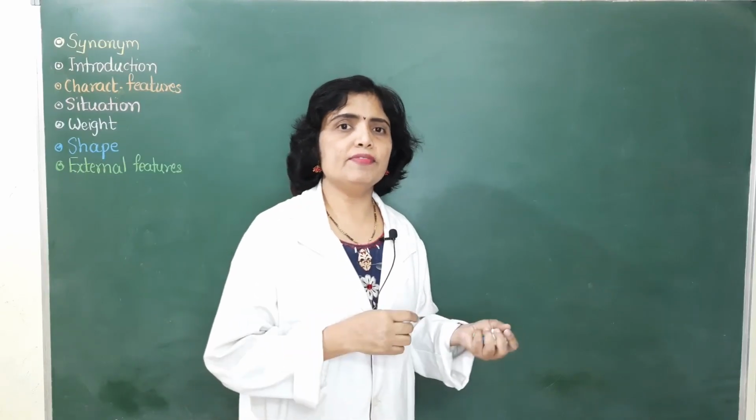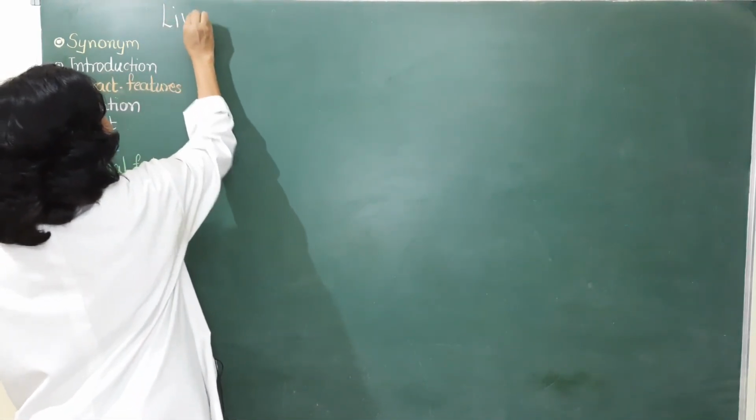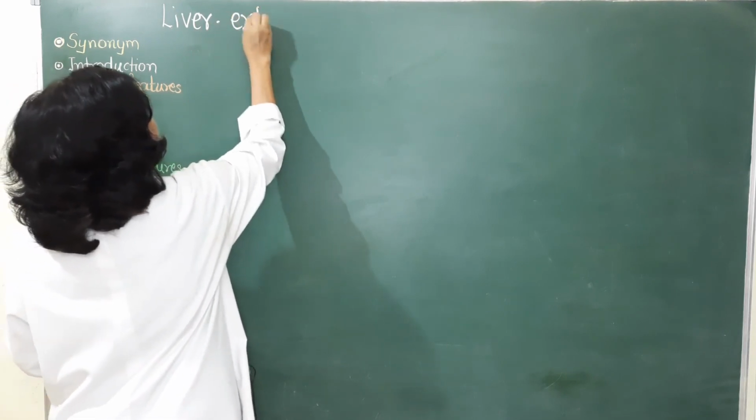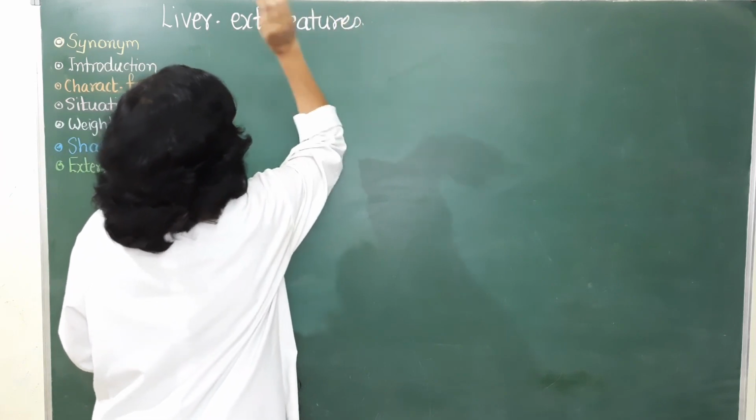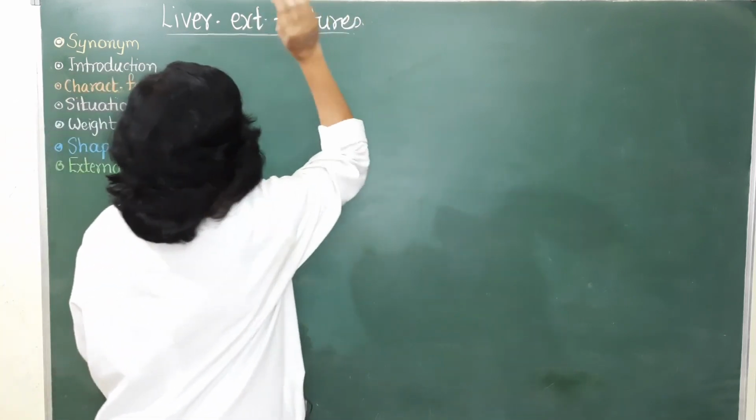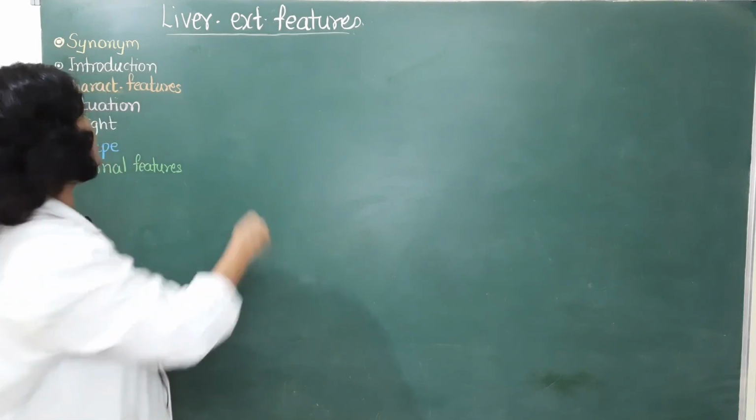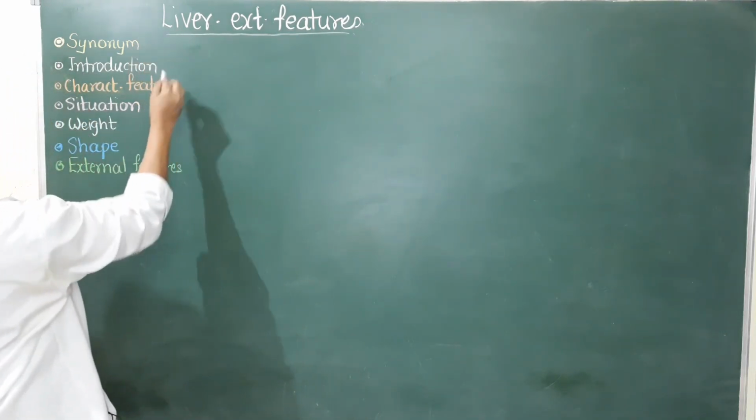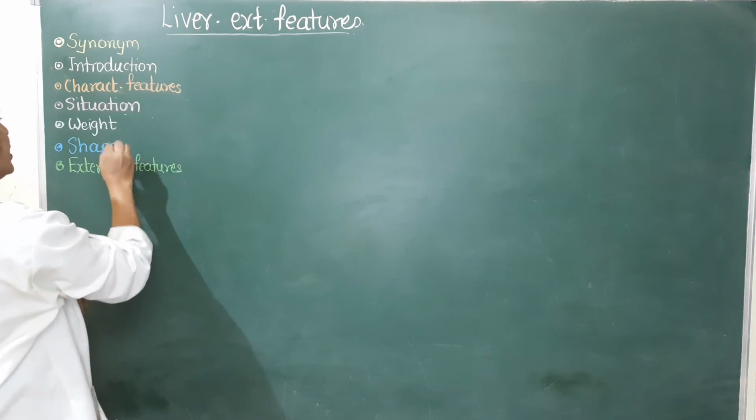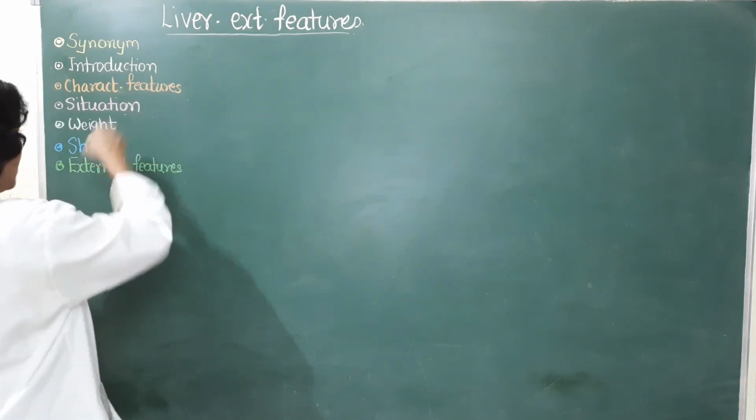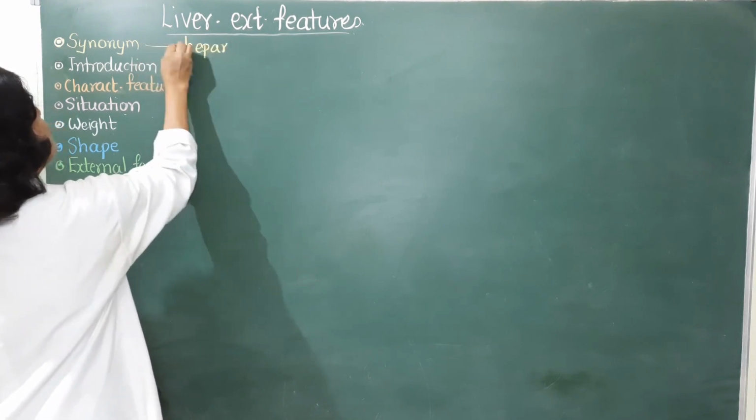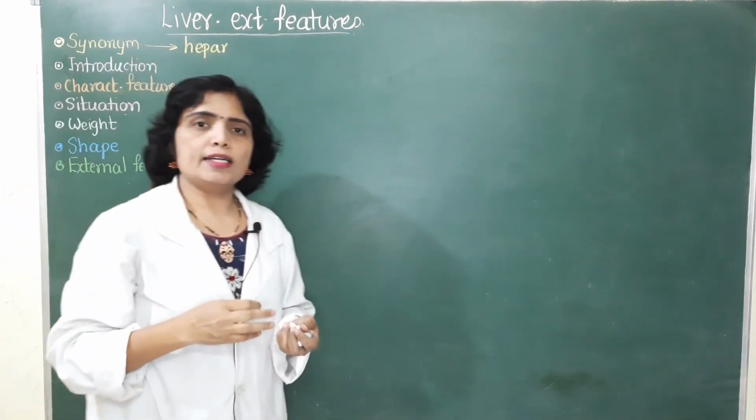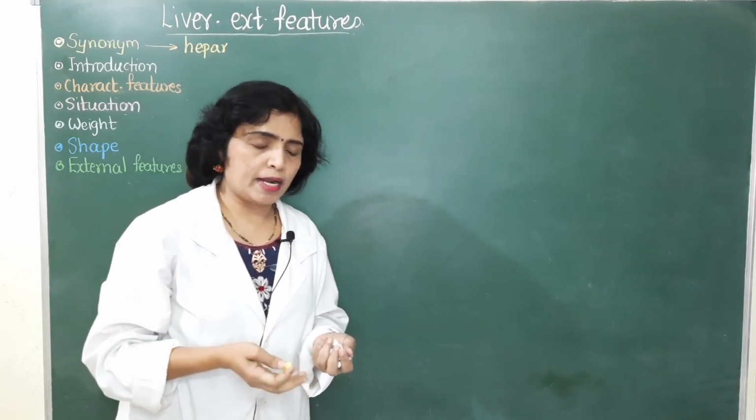Hello everyone, in this video we are going to discuss the external features of the liver. This topic we will see under the headings like synonym, introduction, characteristic features, situation, weight, shape and the external features. Liver is also called as hepar. So synonym: hepar. The artery supplying the liver is also called the hepatic artery.